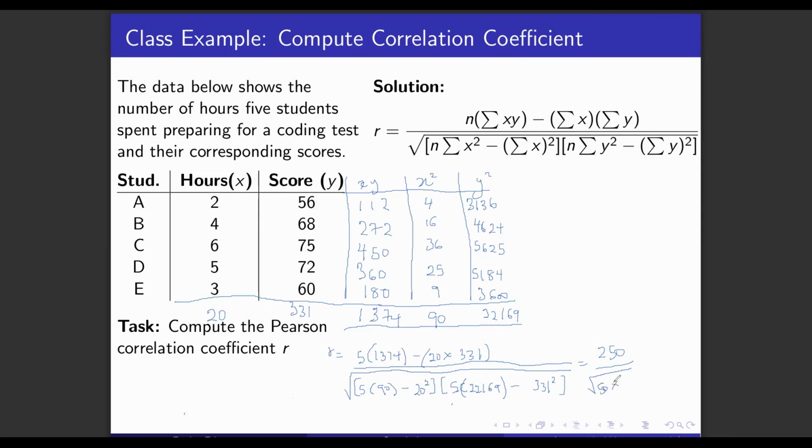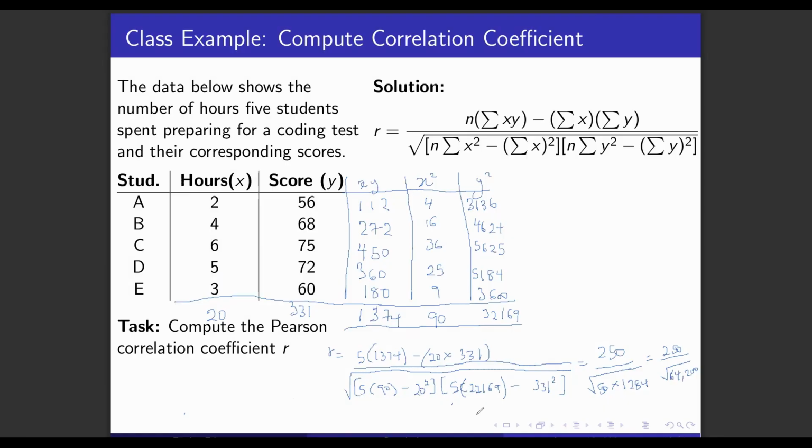The first bracket is giving me 50 times what's in the second bracket. So I have 5 times 22169 minus 331 squared, giving us 1284. So 50 times 1284, they are all under the square root. So I move on to write 250 all over the square root of, what is 50 times 1284? That is 64,200.